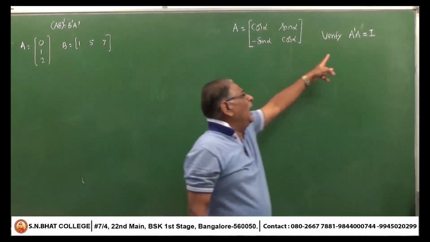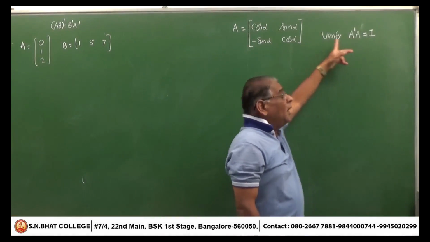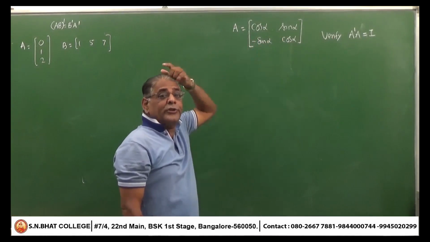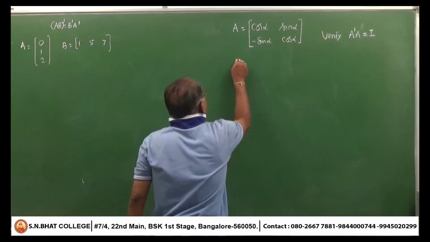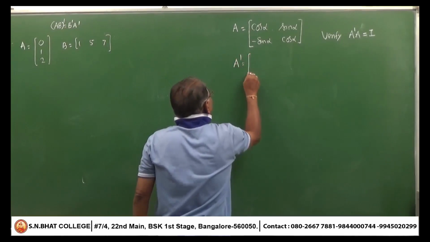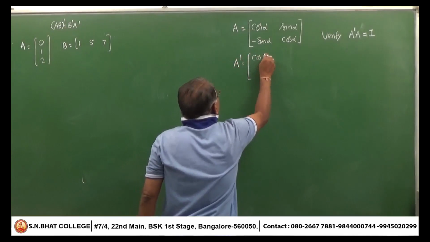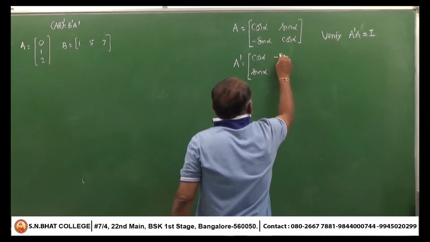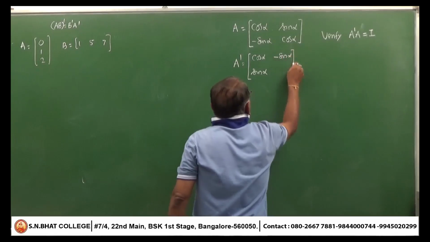A is given. I need A transpose. How do we calculate A transpose? By interchanging of rows and columns. A transpose is, write rows as columns, columns as rows: cos alpha, sin alpha, minus sin alpha, cos alpha.